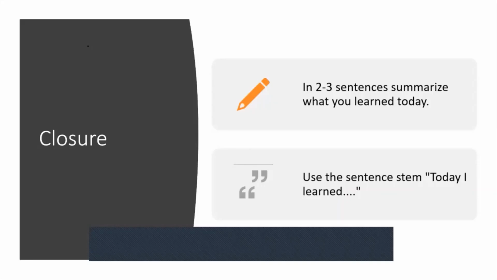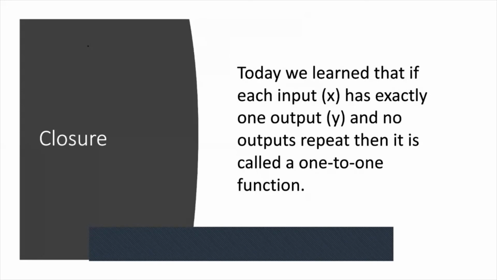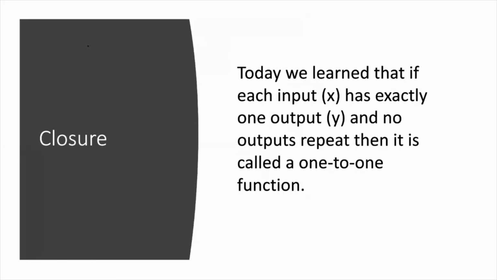In 2 to 3 sentences, summarize what you've learned using the sentence stem, today I learned. Pause the video here for 3 minutes while you reflect. Today we learned that if each input or x has exactly one output or y and no outputs repeat, then it is called a one-to-one function.